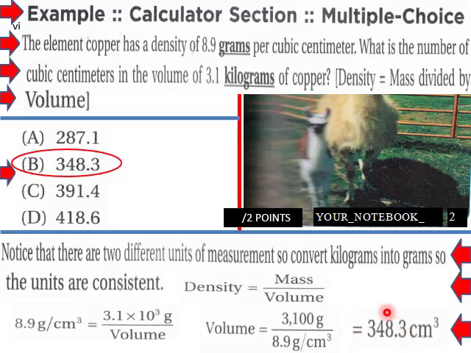And when we do this, we get 348.3 cubic centimeters, and that one was relatively easy. That comes out to be choice B. When you do your division here, 348.3.